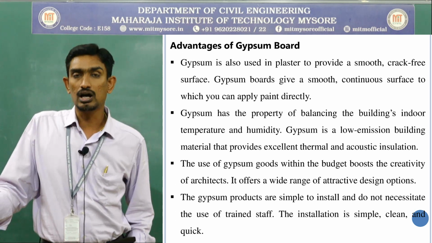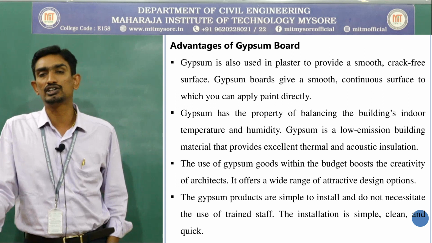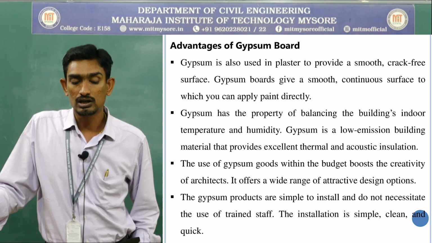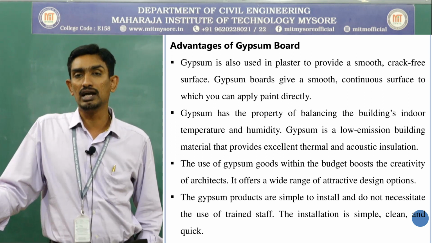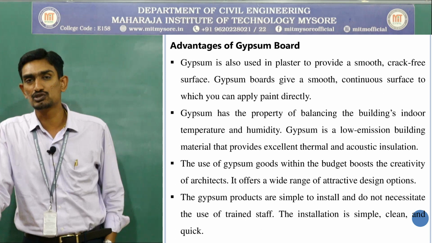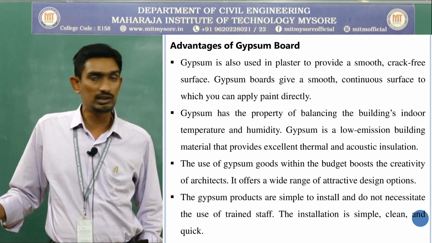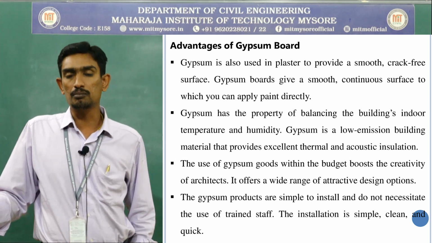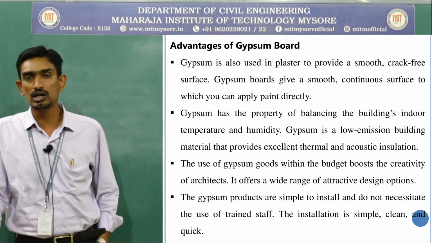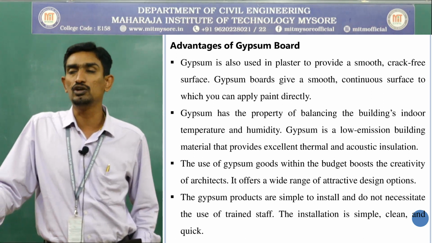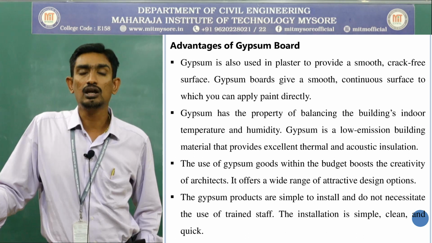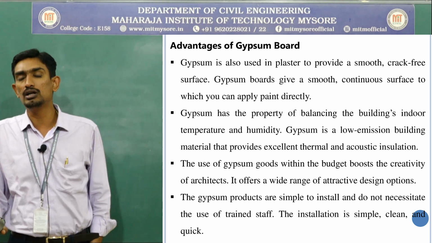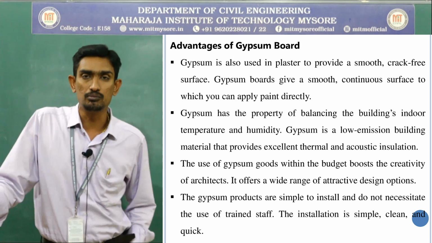So next, we'll move on to the advantages. The advantages are, gypsum is also used in plaster to provide a smooth, crack-free surface, and gypsum boards give a smooth, continuous surface to which you can apply paint directly. No need to worry because of the smooth surface. That is one advantage. The second advantage is gypsum has the property of balancing the building's indoor temperature and humidity. So you can reduce the temperature and humidity. You cannot feel humidity inside the building. Especially where the season or condition is hot and humid, there we can go with these gypsum boards.